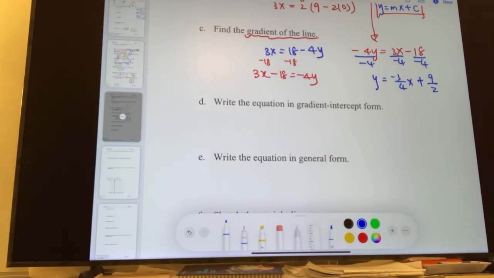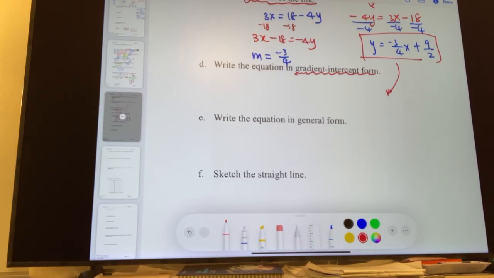For the gradient, what is the gradient? Yep, -3 over 4. Yes, -3/4. And the next question is to write it in gradient-intercept form, which is this one. That's your answer.